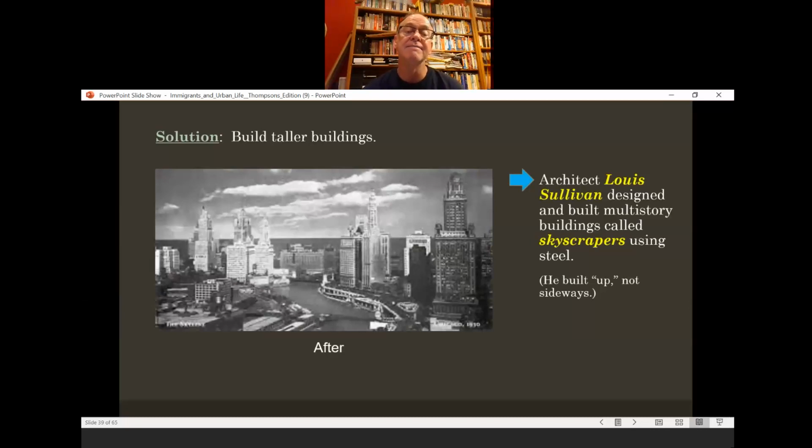Louis Sullivan invents the skyscraper. He designs and builds these skyscrapers using steel. So again, if they can't move out, what in the world do they do? They begin by building up, not sideways.